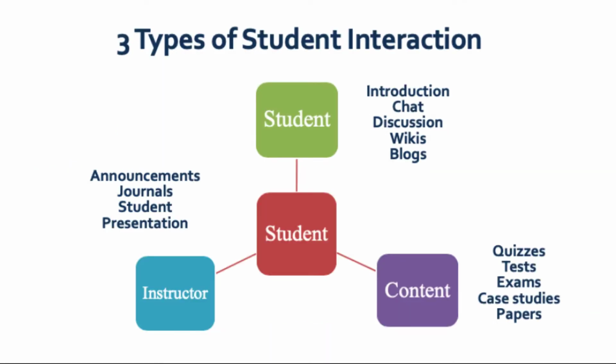These are three different types of student interaction. Student-student interaction, student-instructor interaction, student-content interaction. For example, you can use introductions, chat, discussion, wikis, and blogs for student-student interaction. Quizzes, tests, exams, case studies, and papers for student-content interaction. You also can use announcements, journals, and student presentations for student-instructor interaction.